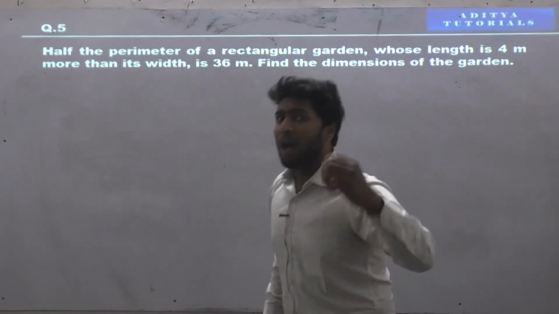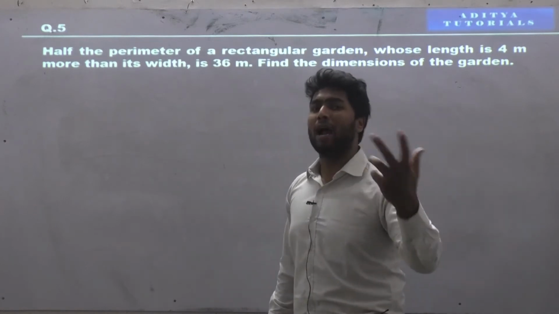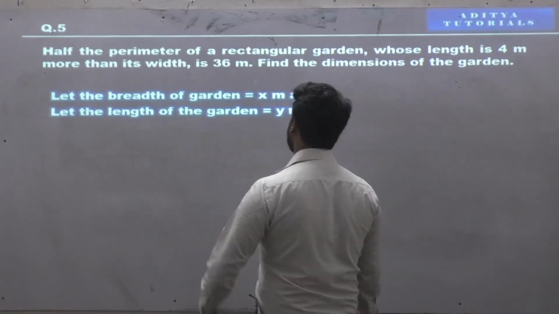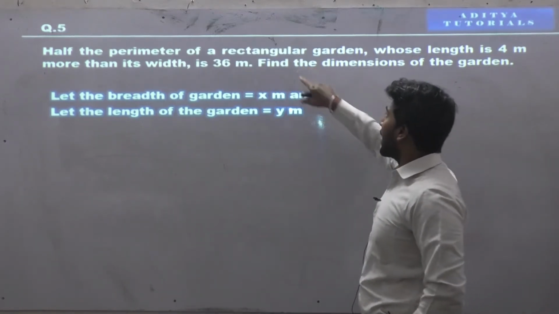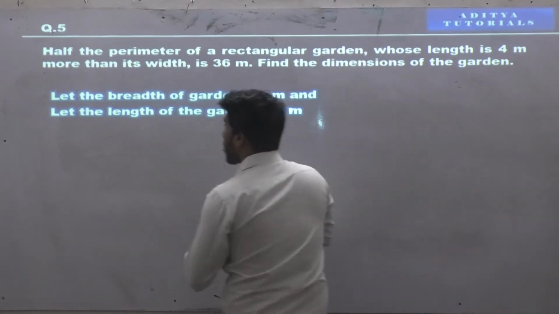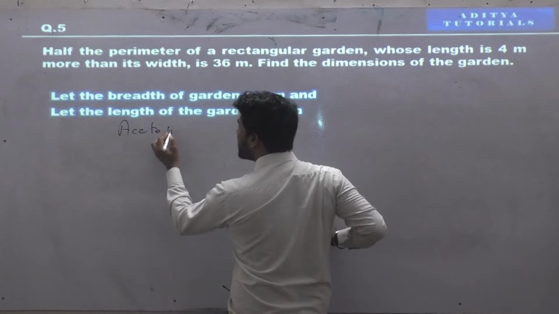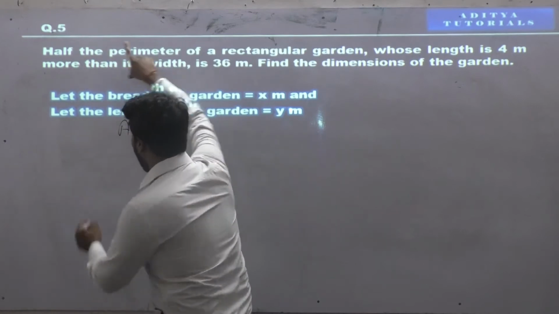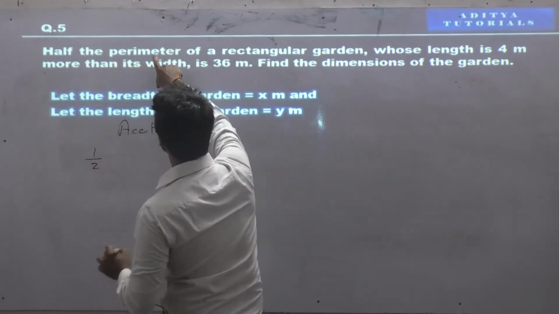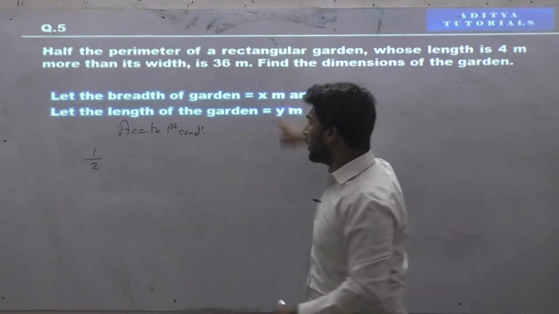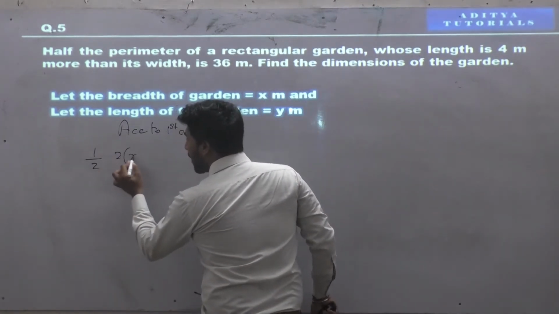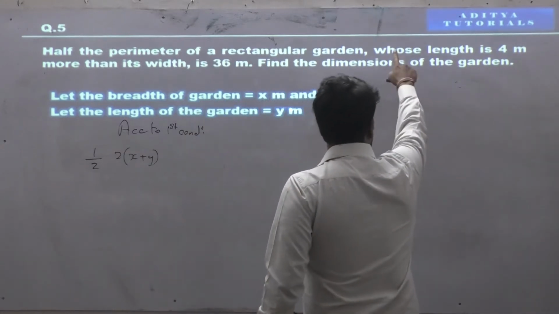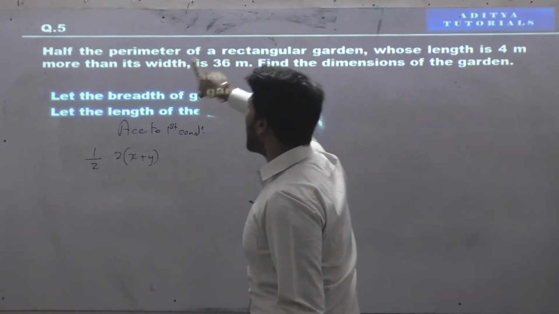So let the breadth of a rectangular garden be x meter and the length of a rectangular garden be y meter. Now I'll solve this. According to the first given condition, half the perimeter. Now what is the perimeter of a rectangle? It's nothing but 2 into length plus breadth, that is 2 into x plus y. Whose length is 4 meter more.